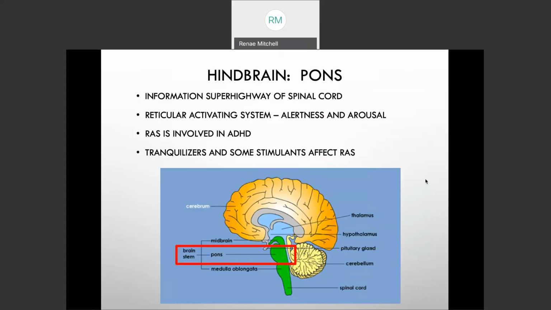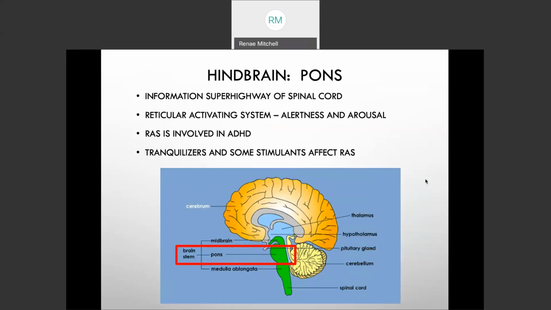And within the pons, there's a subcomponent called the reticular activating system, which is responsible for our alertness and our arousal in the physiological sense. So how is that sympathetic nervous system activated? How is the parasympathetic nervous system activated? And there's some evidence that this part of the brain system is involved in ADHD, in terms of that alertness and the attention being given towards a particular task.